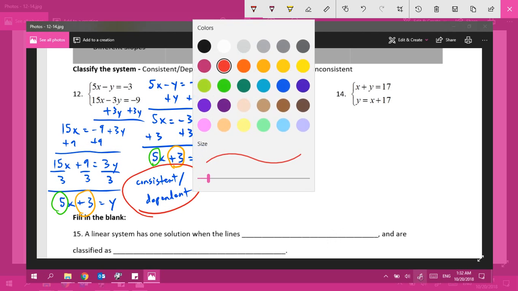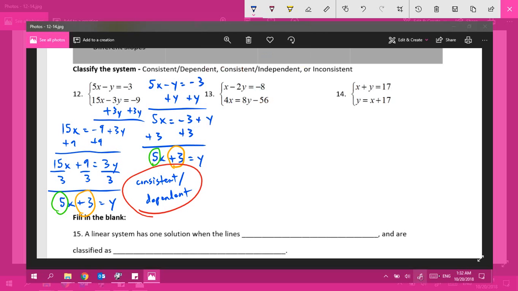All right, next. Number 13, we got x minus 2y equals negative 8. We're trying to get y by itself. So let's add 2y to both sides. And that leaves me with x equals negative 8 plus 2y. Then we're going to add 8 to both sides because we're trying to get y by itself. So x plus 8 equals 2y.